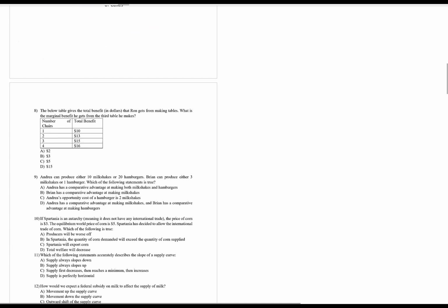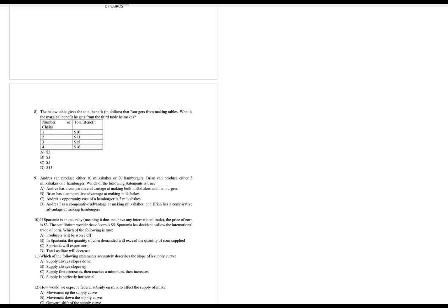Number 8, the below table gives the total benefit in dollars that Ron gets from making tables. What is the marginal benefit he gets from the third table he makes? Marginal benefit is thinking about when we have one more table, what is our benefit? When he goes from making 2 tables to 3, that's the marginal table. Benefit goes from 13 to 15, so his total benefit increases by 2. So his marginal benefit is 2.